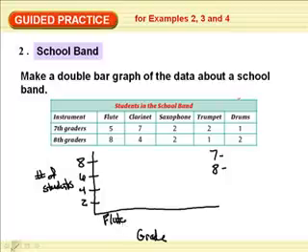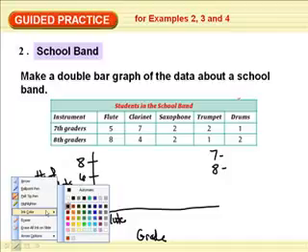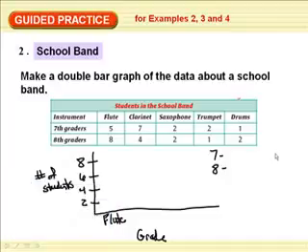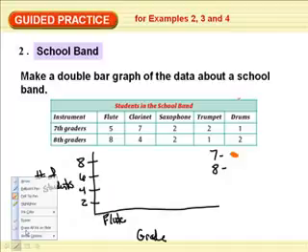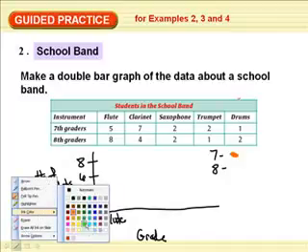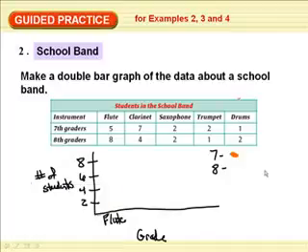Let's pick some colors here. So our first color, let's do orange for the 7th grade. And we're going to do yellow for the 8th grade. I don't know if that'll come out very good.